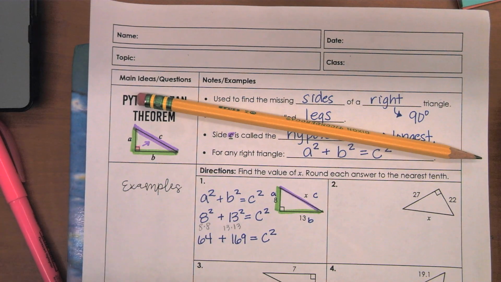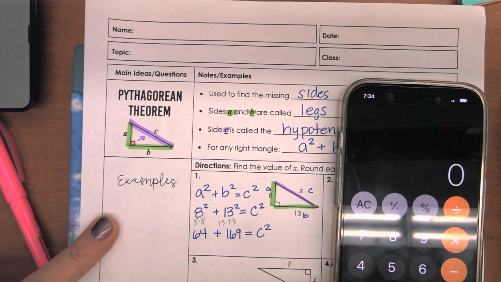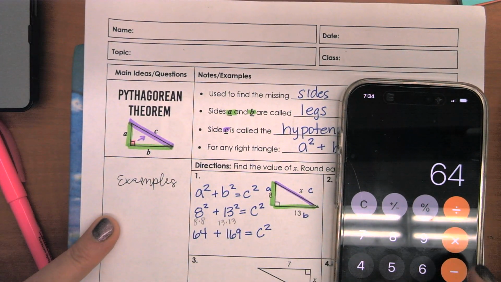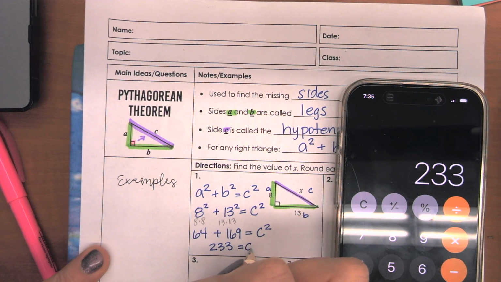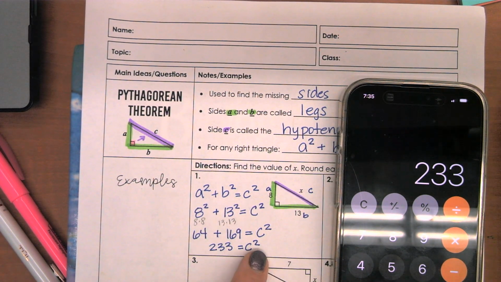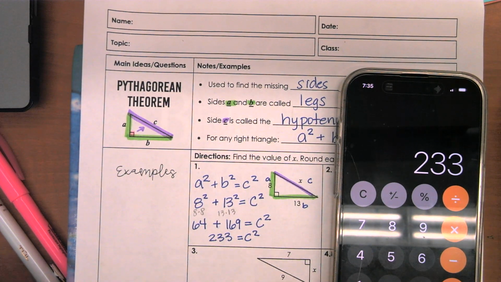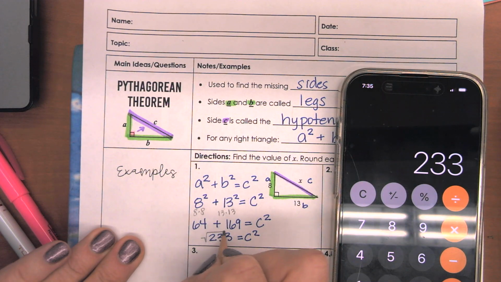Now I do need to add those together, and I am going to use the calculator on my phone. So I am going to start with 64, and I'm going to add it to 169. And I get 233 equals c squared. Now, I'm not done yet because I'm looking for c. I'm not looking for c squared. So I have to come and undo that square. Now, an inverse operation, the opposite of squaring, is square rooting. So I am going to square root both sides.